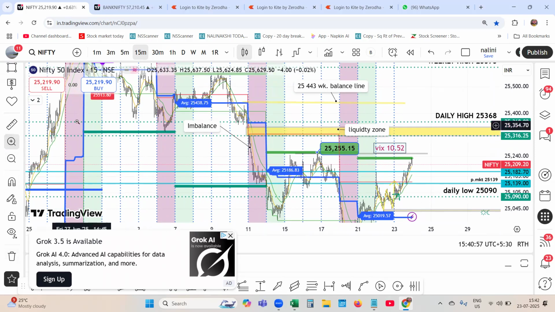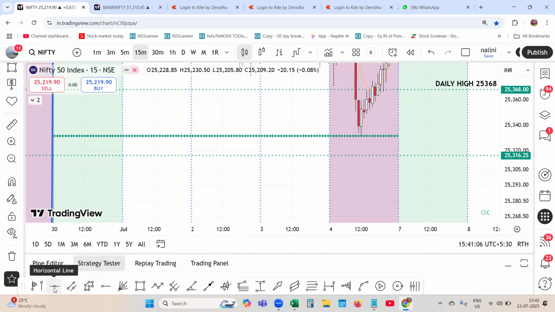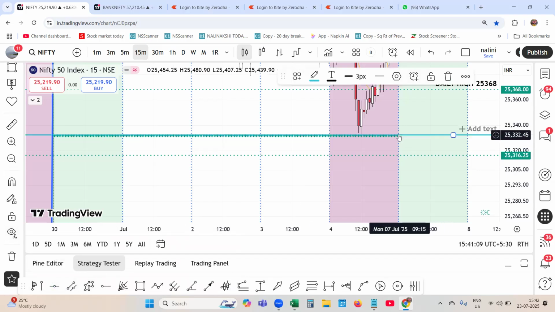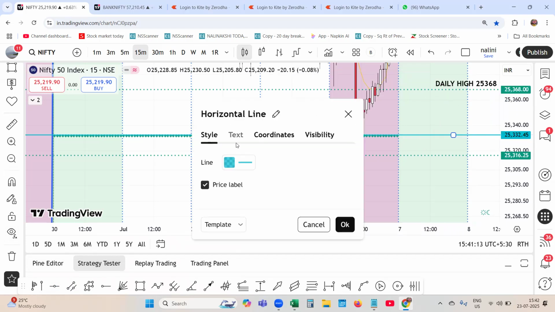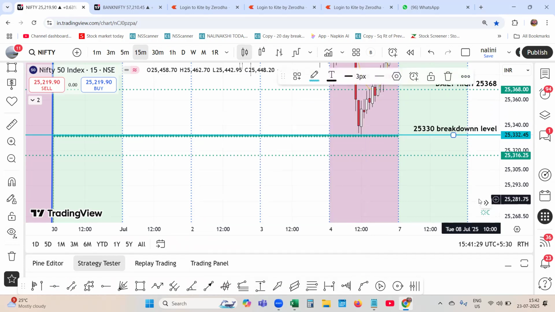I'll zoom it out. The market has broken down. This is the breakdown level, 25,330. Let me label it. 25,330. Breakdown level.